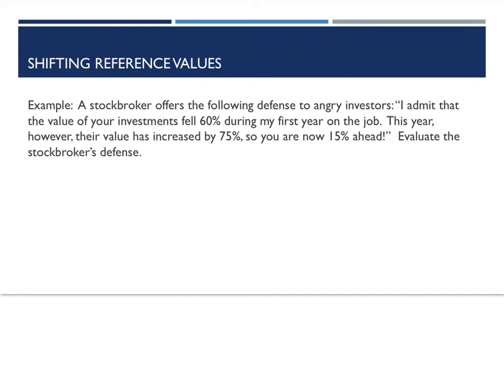Let's try it again, but this time with a different scenario. I got a bad stockbroker apparently because he lost 60% of my investment during the first year. But then the second year, my investment increased by 75%. But he's trying to tell me that I'm now 15% ahead because I went down by 60 and then went up by 75. Well, I start with 100% of my investment.